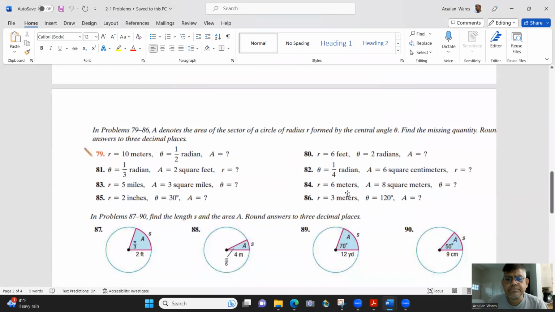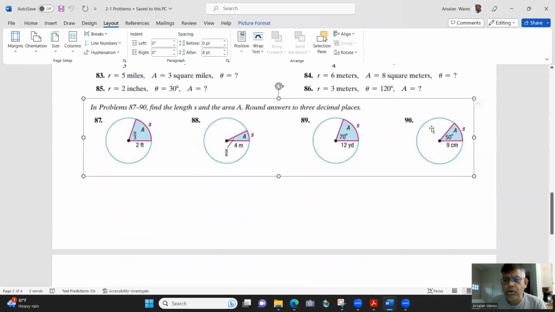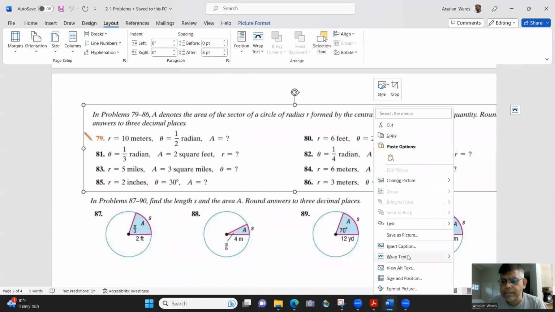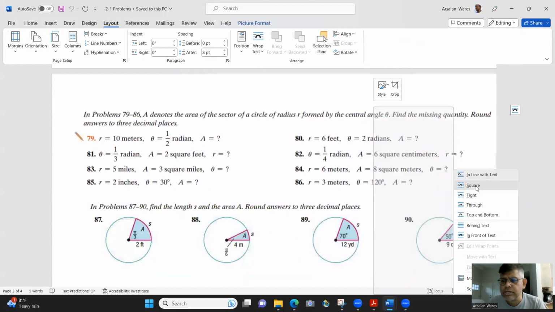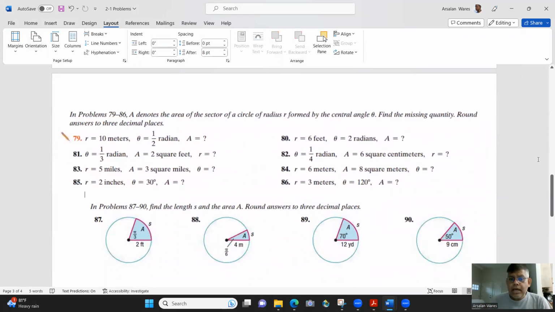So I assigned some of these here. So what are they saying? Again, guys, you always want to read the full text. I know it kind of is cutting off a little bit, but just to emphasize that you do need to read it. Okay, not bad. It's not cutting too bad. Okay, let's read it. A denotes the area of a sector of a circle. R is the radius, and the central angle is theta. Find the missing quantity.